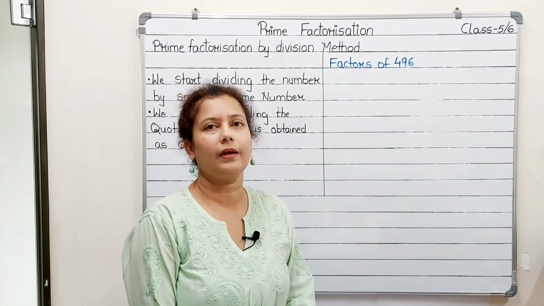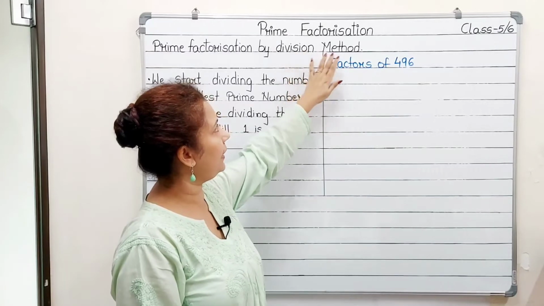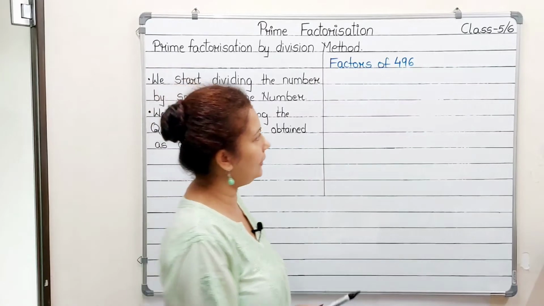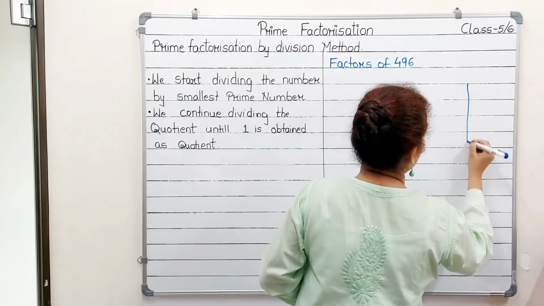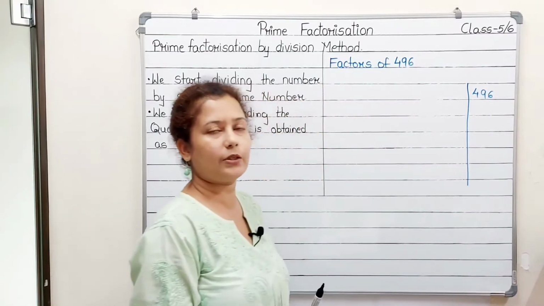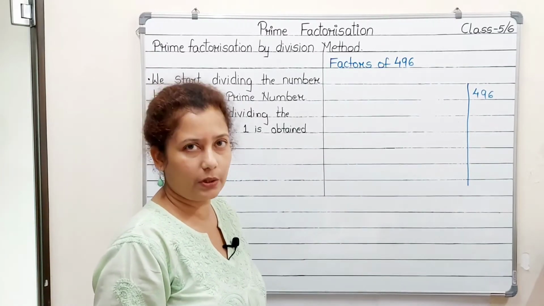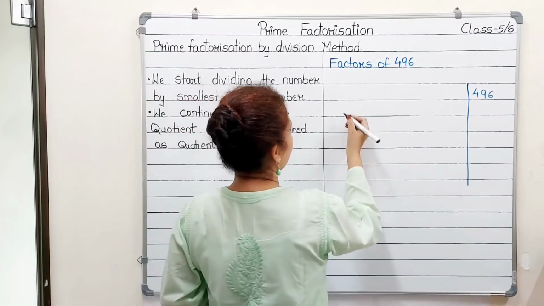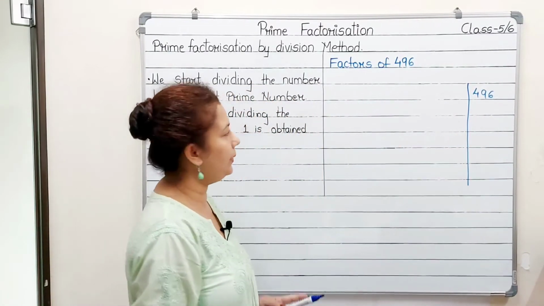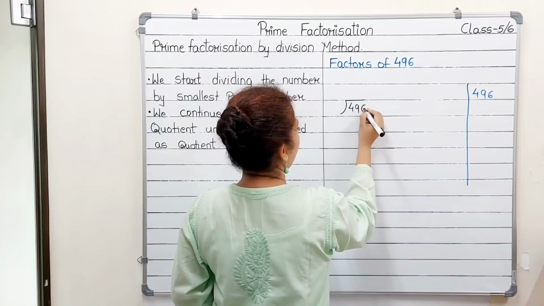One last example we will take to understand factorization by division method. So we will find factors of 496. So here we will draw a line. We will write 496 on the right hand side. So we will write all the quotients on the right hand side and the prime numbers on the left hand side of the number. So here 6 is present at one's place, so it is an even number. So 496 is divisible by 2.